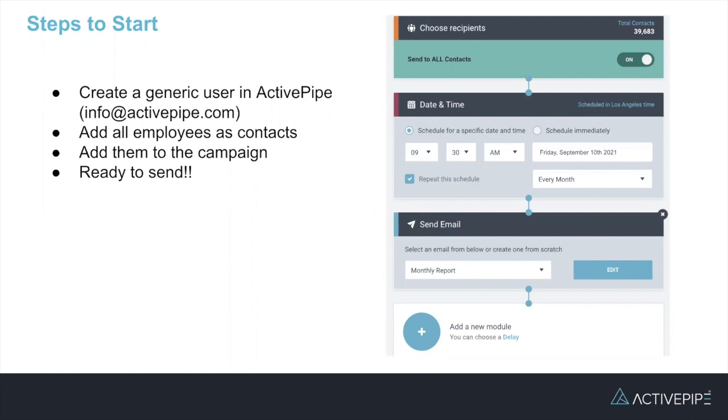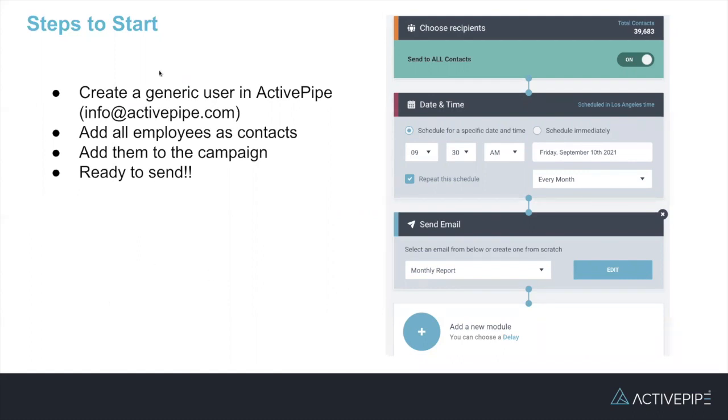So as you can see in this example, I have our monthly report sending to all of the contacts within my personal brokerage, not brokerage, but ActivePipe. And this is just a good way that we are able to see those statistics come through, and just a good way to make sure that your internal communication is up to par.